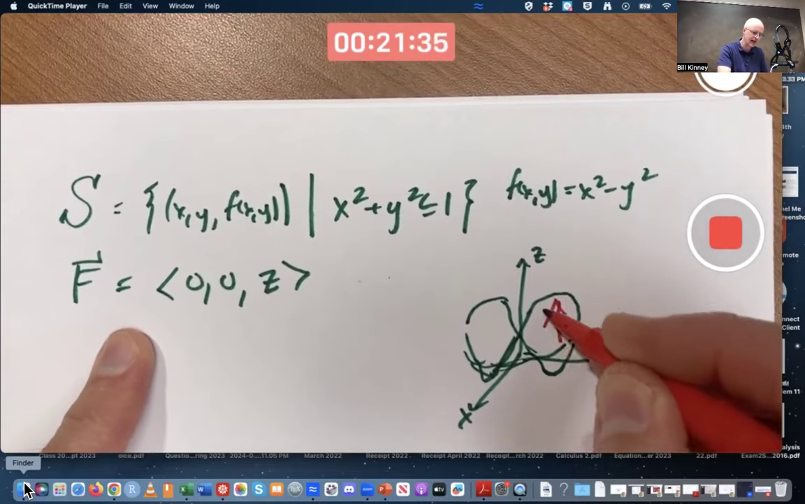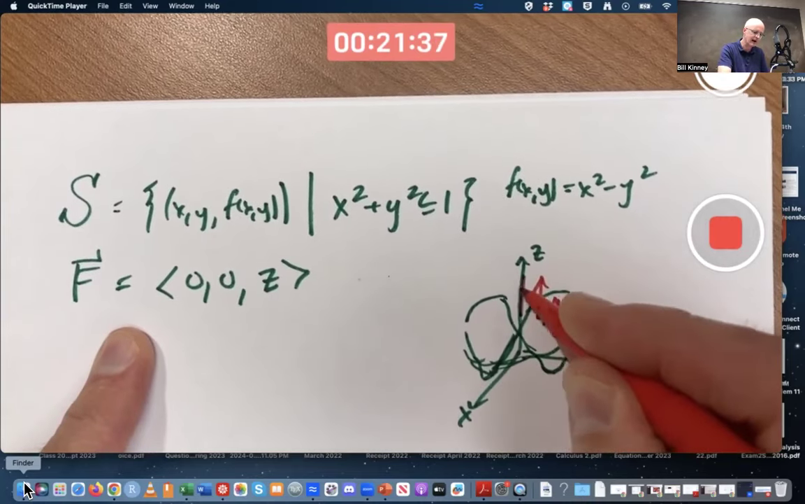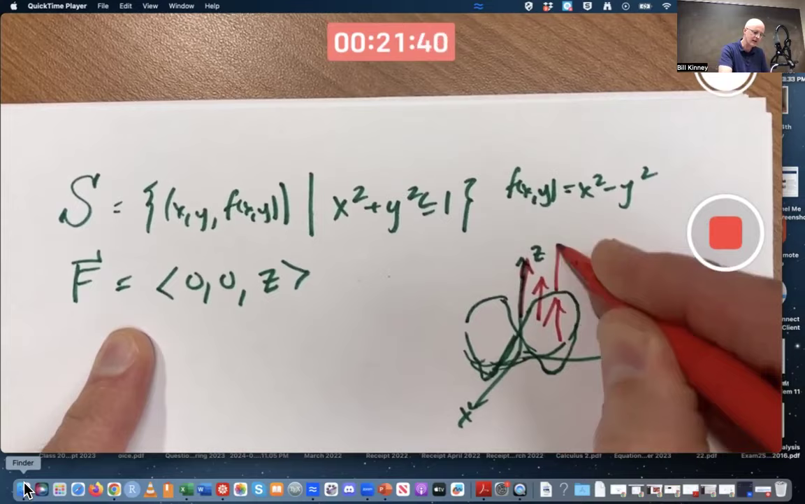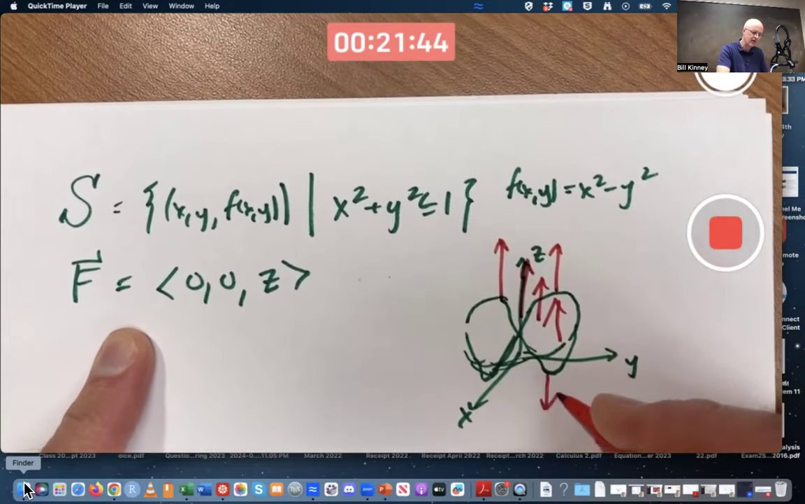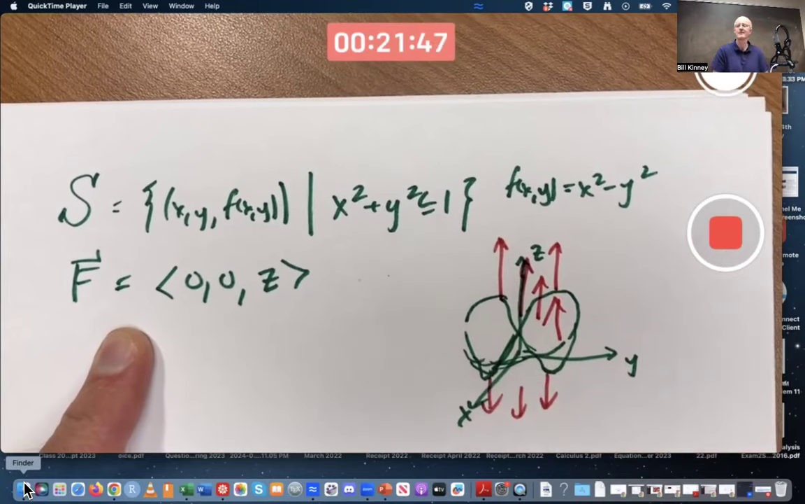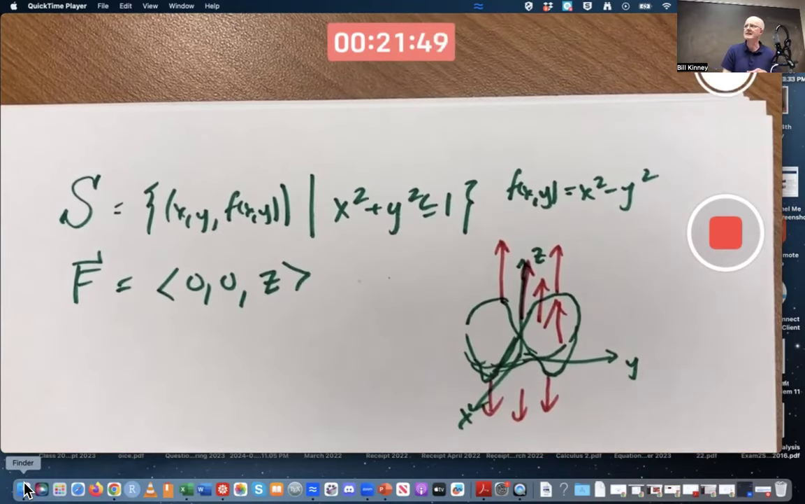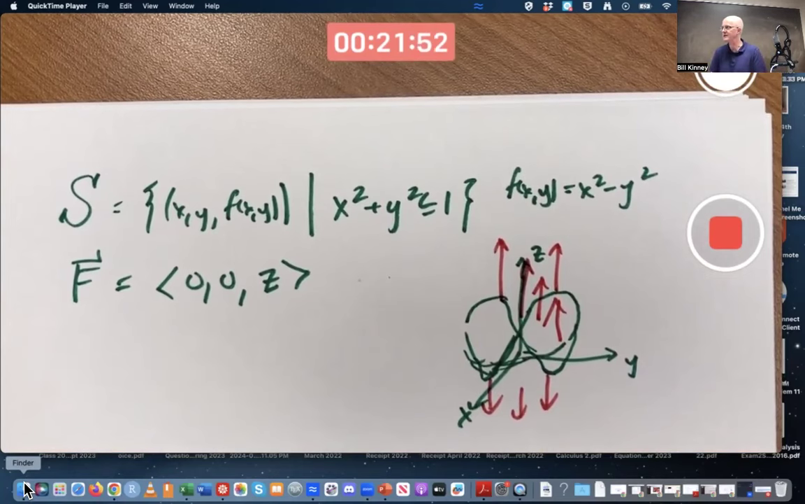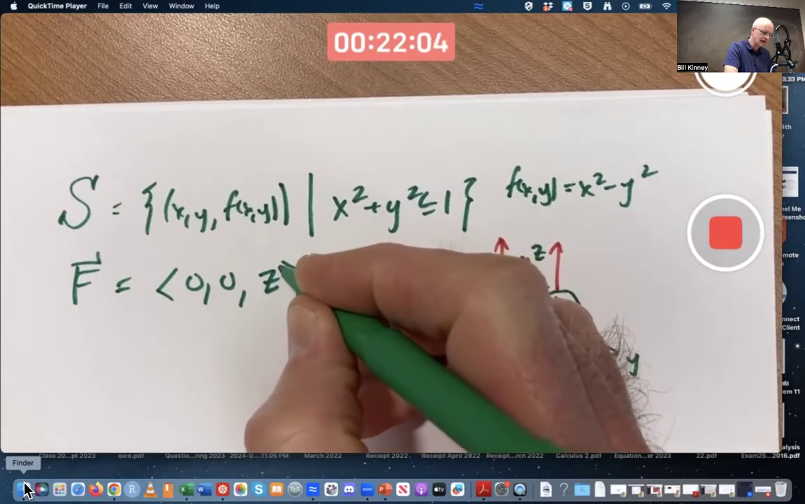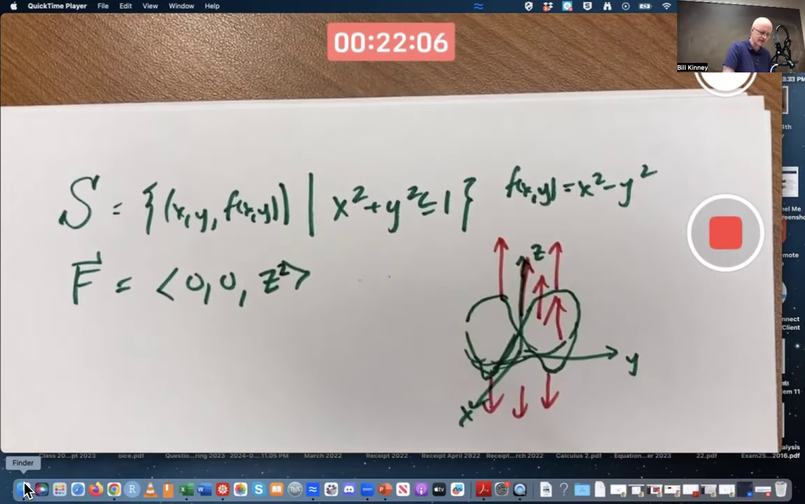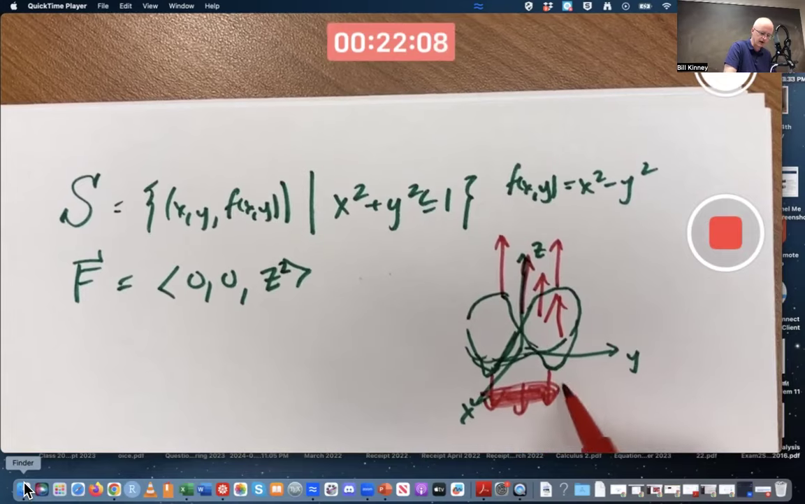This particular vector field has vectors that, when z is positive, point straight upwards, and they get longer as z gets larger. When z is negative, their arrow is pointing straight downward. And what the integral of the vector field over the surface is supposed to represent is the flux across the surface. Maybe I better change the vector field. I think by symmetry, the answer would be 0 if I use this one. Let's use z squared instead. So these are not going to point downward. They're still going to point upward.